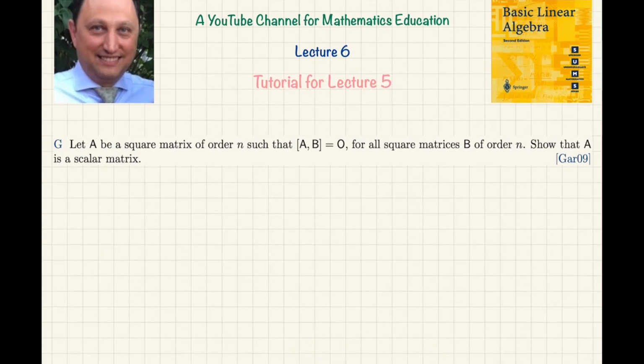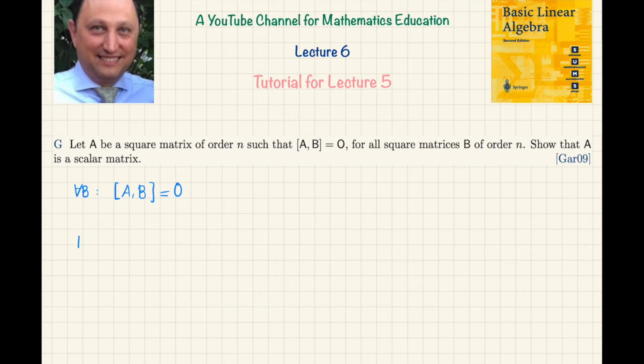So let me write this sentence. We know that this commutator is equal to 0 for all possible n by n matrices B. So for all n by n matrices B, we know that AB - BA equals the 0 matrix.